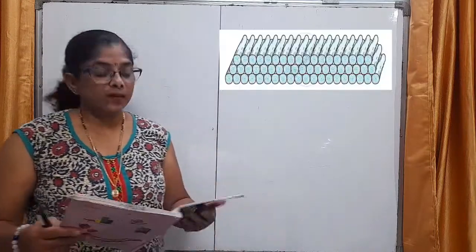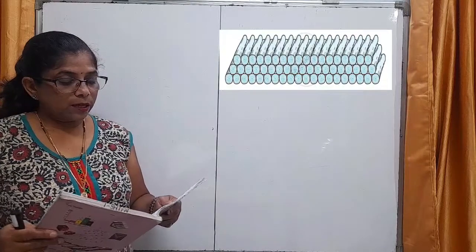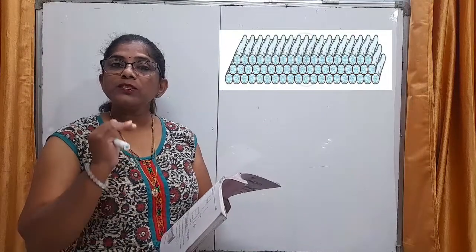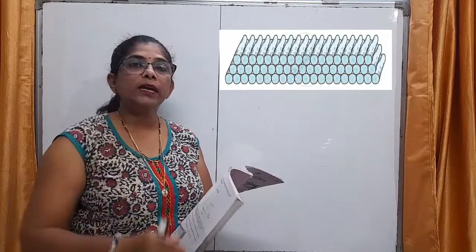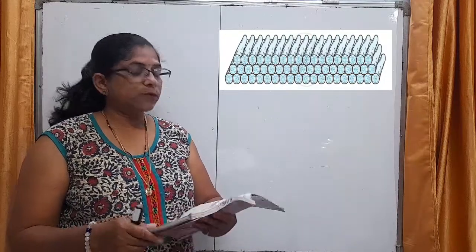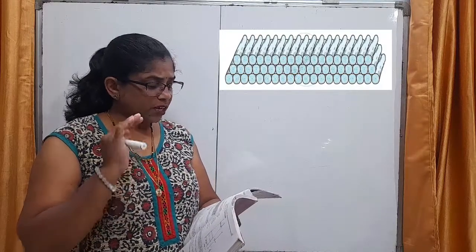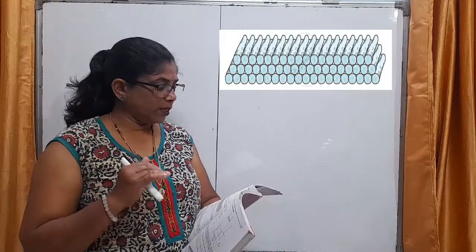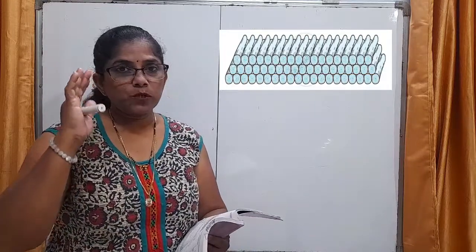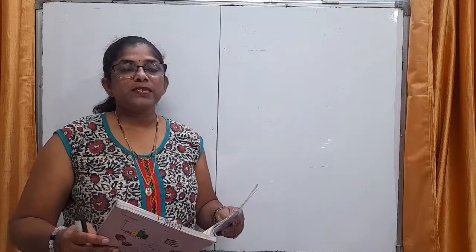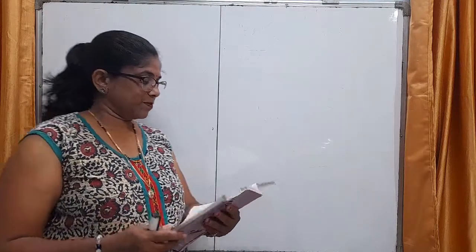Means we can say in the figure how the logs are arranged. There are 20 logs in the first row, means the row which is at the bottom. Then in the next row 19, then again in the next row 18. So like this they are going to arrange 200 logs. So in how many rows can we arrange these 200 logs, and how many logs are there in the topmost row? This we have to find here. Here the total, means the sum, we know, that is 200. So let's find how many rows there are.